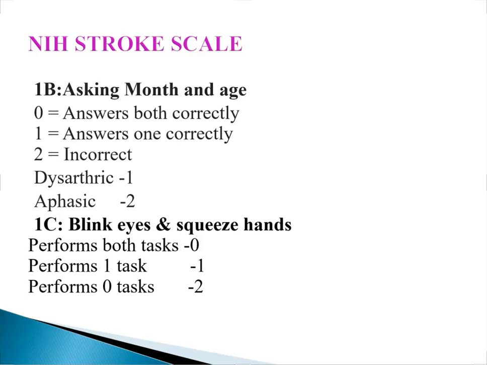1C is blinking eyes and squeezing hands. If the patient performs both tasks, 0. If the patient performs 0 tasks, it is scored as 2. Any one task is scored as 1.